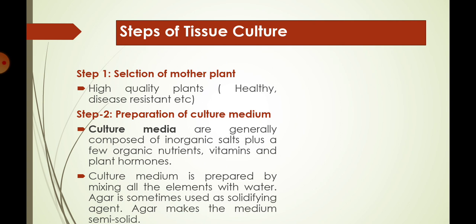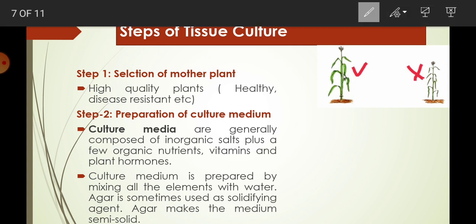We will select a mother plant from which we will make a new plant, and during the selection we will select a high quality plant, that is, a healthy and disease resistant plant. Here this is a healthy plant and this is a diseased plant. By the appearance we can recognize them, and we will obviously select the healthy plant.